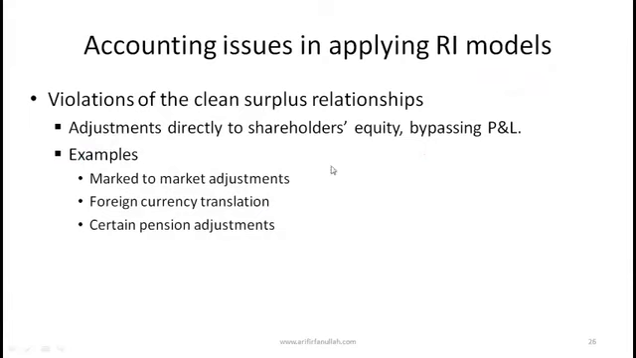I'll go through this fast. This is just building on the summary I gave you on the earlier slide. The next few slides are giving the possible violations of the clean surplus relationship. This point is just telling you what it is, which you know already. Examples are mark-to-market adjustments, foreign currency adjustments, and pension adjustments. You need to show these as part of income.